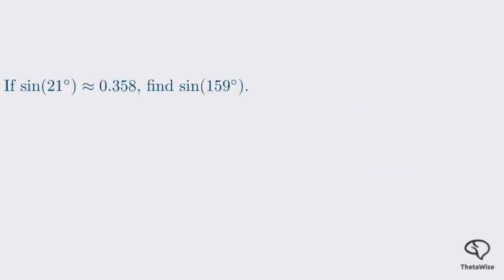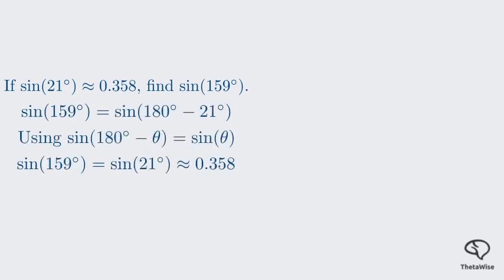Suppose we know that sine of 21 degrees is approximately 0.358. Can we find sine of 159 degrees without a calculator? 159 degrees can be written as 180 minus 21 degrees. Using our supplementary angle identity, we know that sin(180° - 21°) is equal to sin 21 degrees. Therefore, sin 159 degrees is also approximately 0.358.